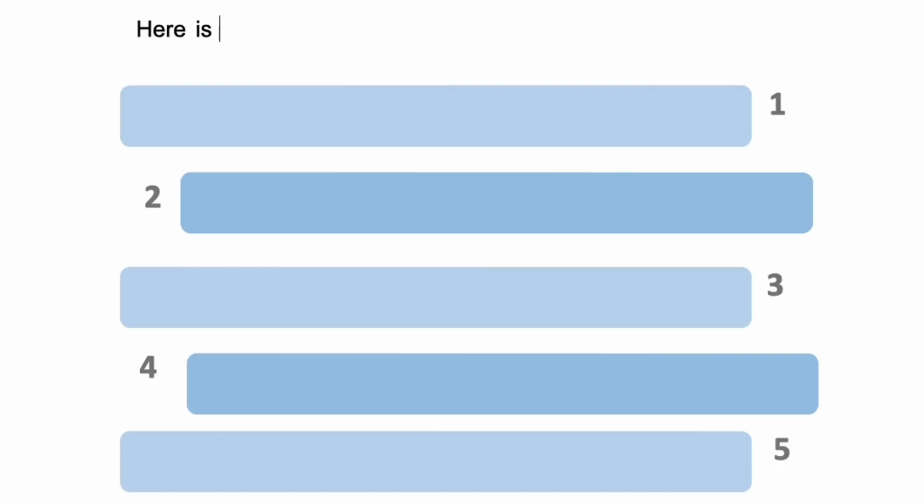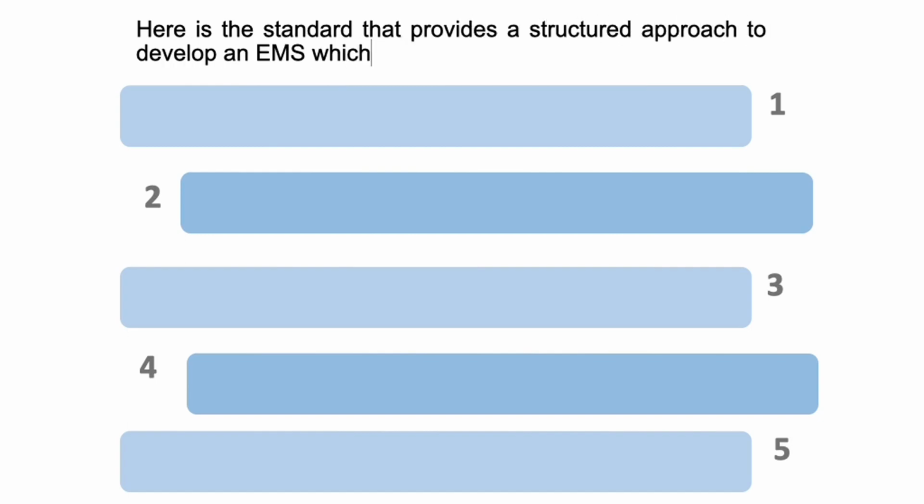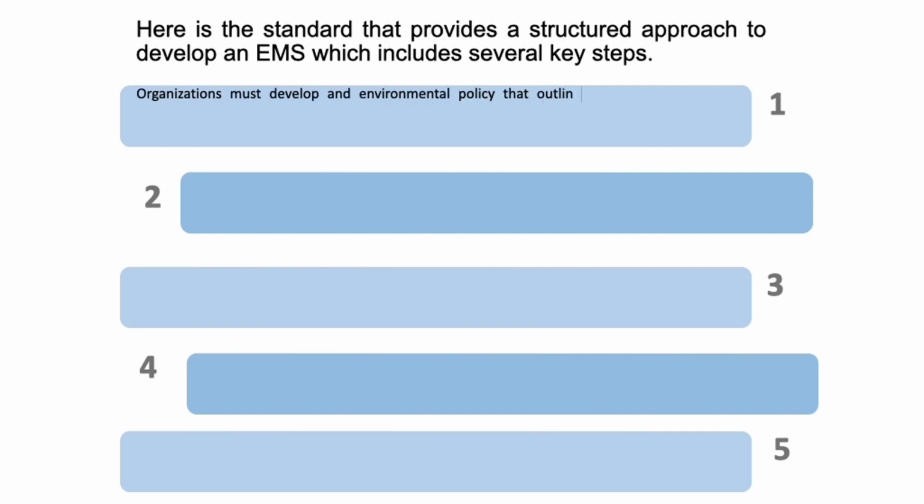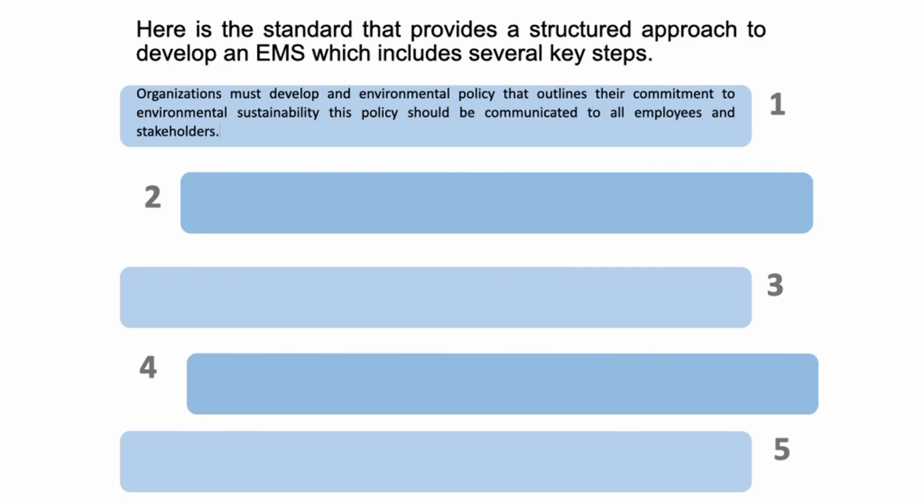Here is how the standard provides a structured approach to develop an EMS, which includes several key steps. Number 1. Organizations must develop an environmental policy that outlines their commitment to environmental sustainability. This policy should be communicated to all employees and stakeholders.